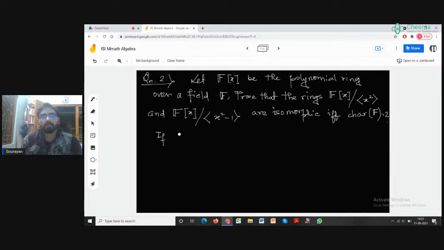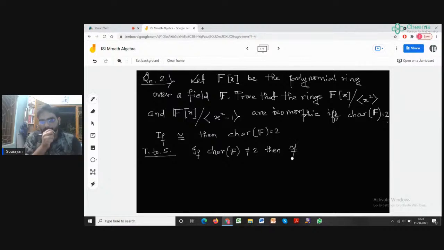if isomorphic, then characteristic 2. So we can actually take the contrapositive: if the characteristic of F is not 2, then not isomorphic. So what we are trying to show is that if the characteristic of F is not equal to 2, then it's not an isomorphism. Okay, so if it is not equal to 2, it's a very simple observation.